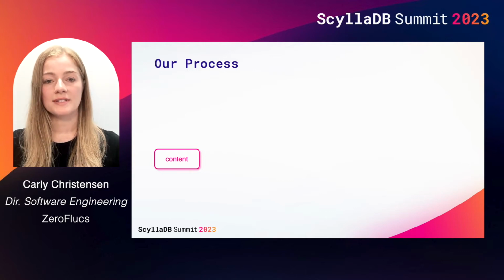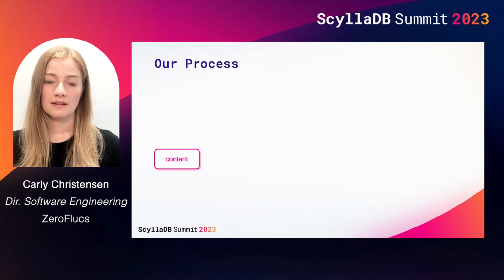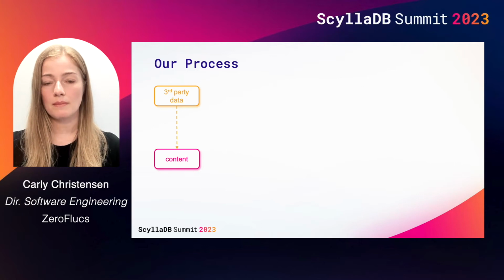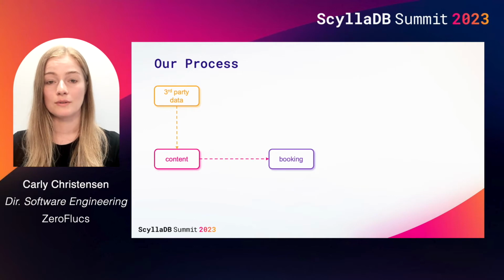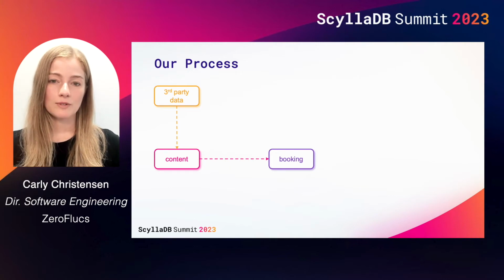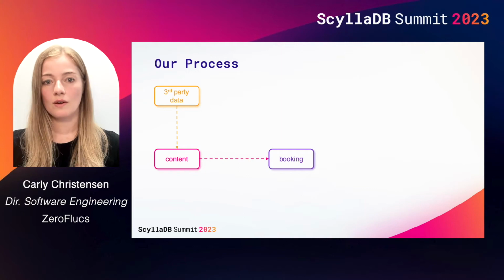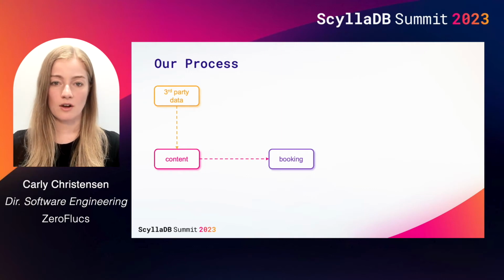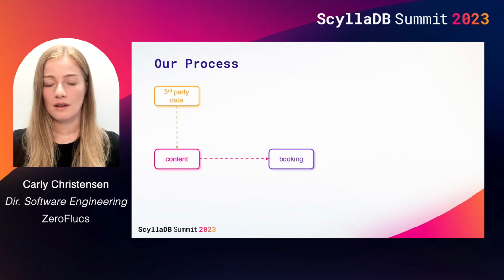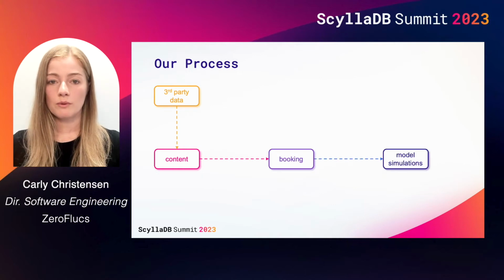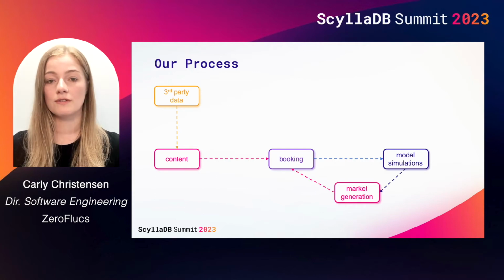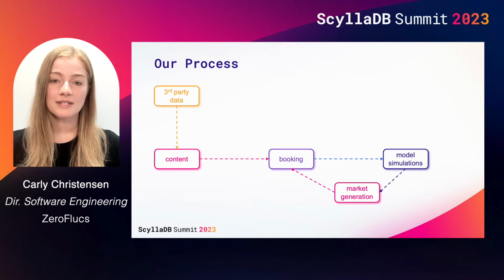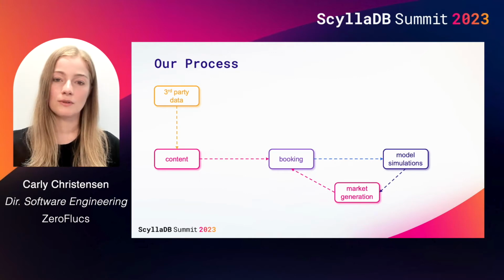So our data flow process starts with receiving content feeds from multiple third-party sources. Those content items can then be combined into booked events, and whenever we receive an update of a content item, we'll trigger a reprocess of that booked event. Once the update is applied, we will start running our simulations again. And when complete, we can use the results of those simulations to generate hundreds to thousands of new markets that are stored back on the original event.